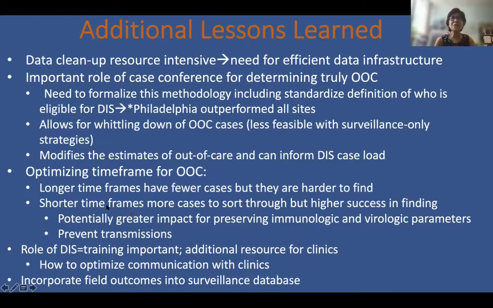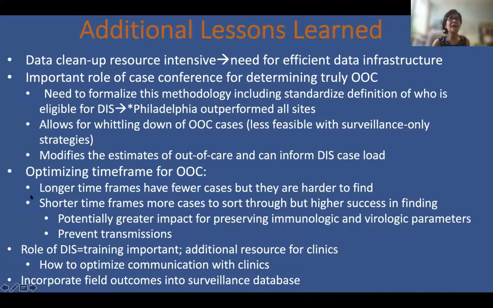So with the shorter time frame, the 6 months, which we used in this grant, you have more cases to sort through, but you have a higher success in finding them. And their CD4s and viral loads are not so bad, so you can actually prevent transmission, because you're getting them to be viral load undetectable in much faster fashion, and you're getting them before their CD4 counts are out of whack.